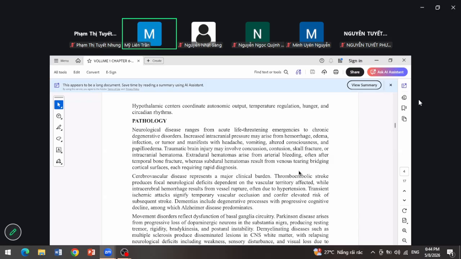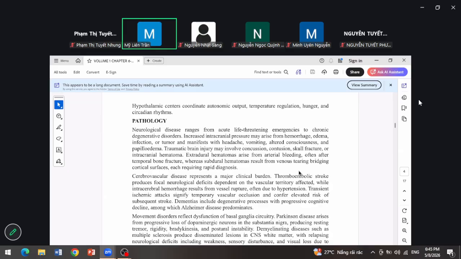Pathology. Neurological disease ranges from acute life-threatening emergencies to chronic degenerative disorders. Increased intracranial pressure may arise from hemorrhage, edema, infection, or tumor, and manifests with headache, vomiting, altered consciousness, and papilledema. Traumatic brain injury may involve concussion, contusion, skull fracture, or intracranial hematoma.